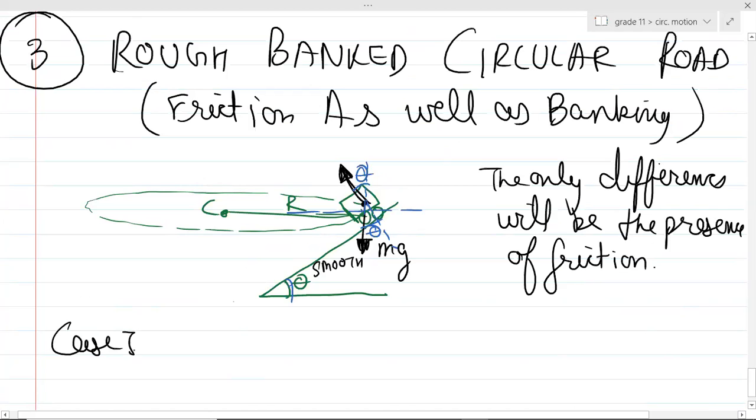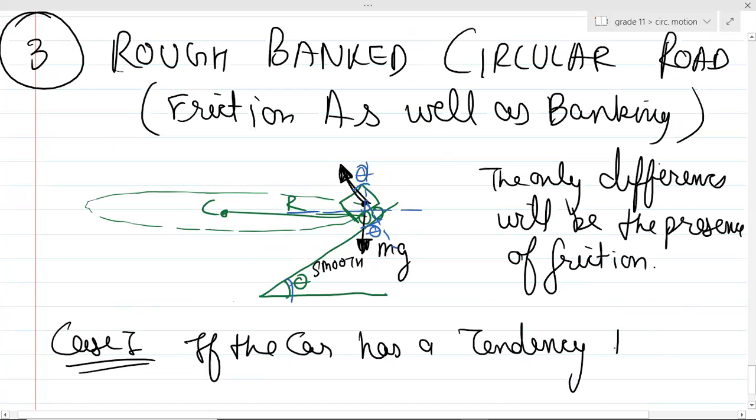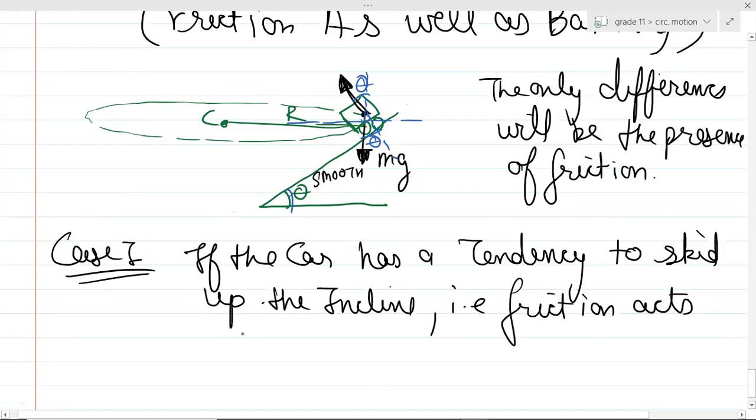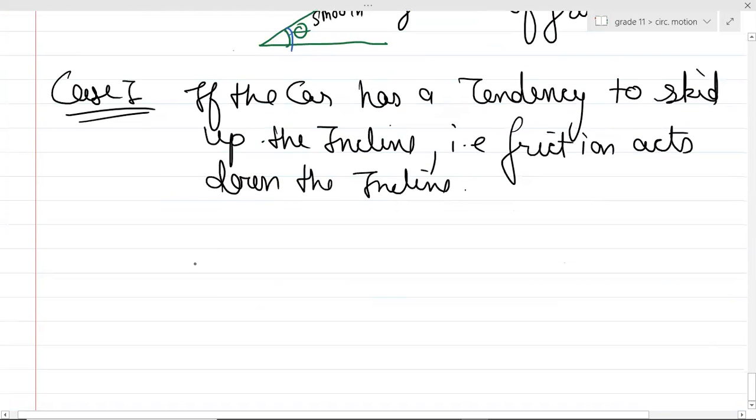So case one is the car has a tendency to skid up the incline. That is, friction acts downward. So in this case friction will act down the incline. Suppose you have the same thing, the same diagram.